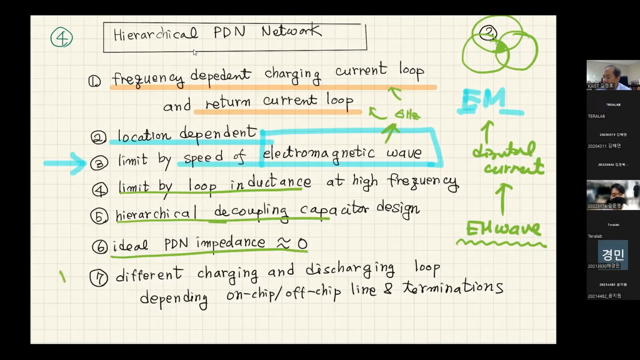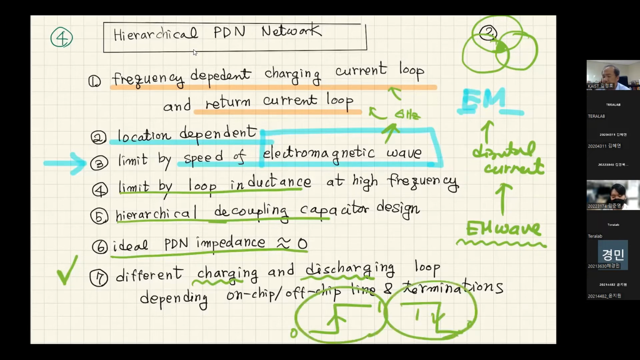I'm not going to go into much detail about this subject because it will make you very confused. Depending on the charging or discharging loop, the current loop will be different. For example, when you want to minimize the switching noise when switching from 0 to 1 level or from 1 to 0 level, the PDN design methodology will be a little bit different. Overall it will be okay, but different because the current loop of charging and discharging will be different. But I'm not going to go very deeply into that.